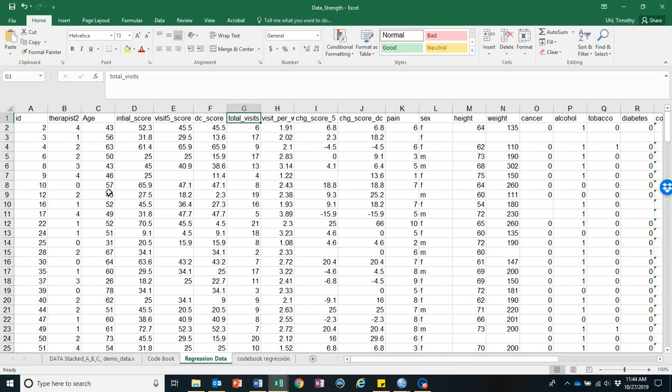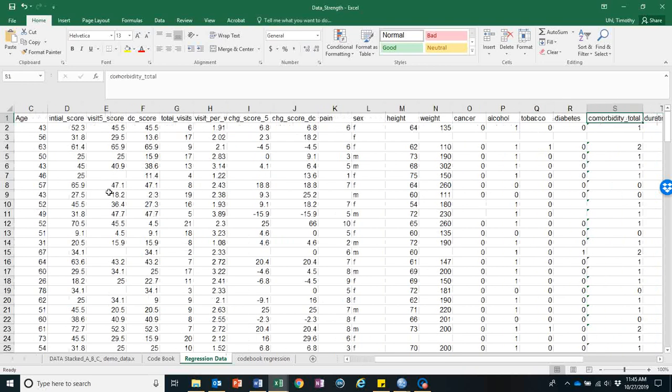The total number of visits that they came, and then the visits that they came per week, the change score after 5 visits, and their change score at discharge. We also captured other information at baseline, like their pain level, whether they were male or female, some of their demographic information, and then comorbidities. And comorbidities were limited in this study to basically cancer, alcohol, tobacco, diabetes, and then we just summed up the comorbidity total as just how many total comorbidities did the patient report on their initial intake form.